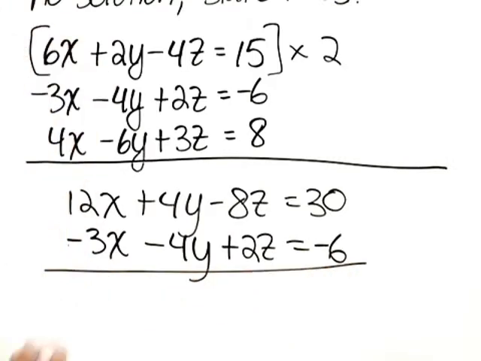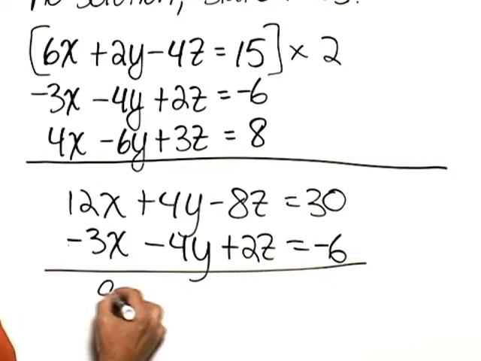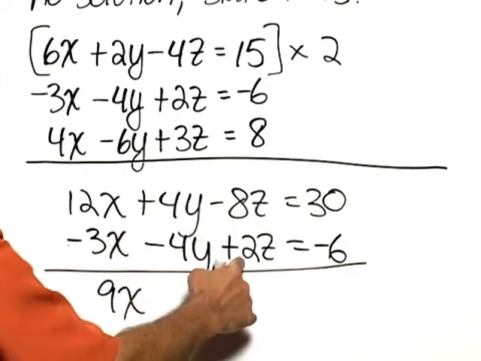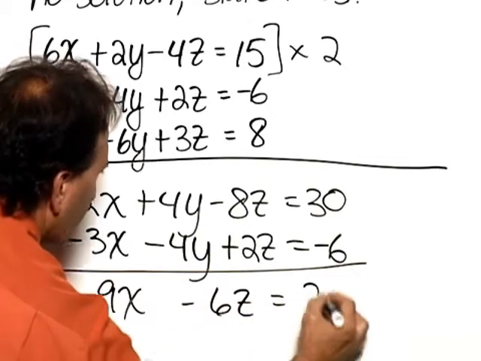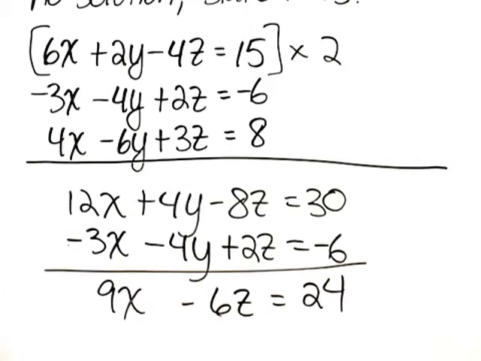Add those equations together. 12x minus 3x is 9x. The y's sum to 0. Negative 8z plus 2z is negative 6z equals 30 minus 6 is 24.